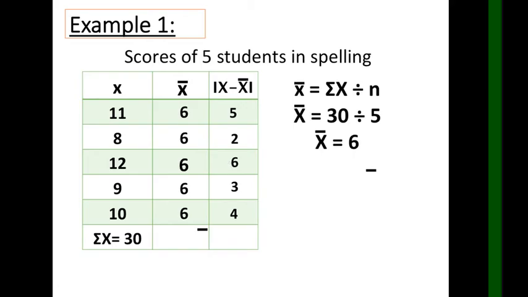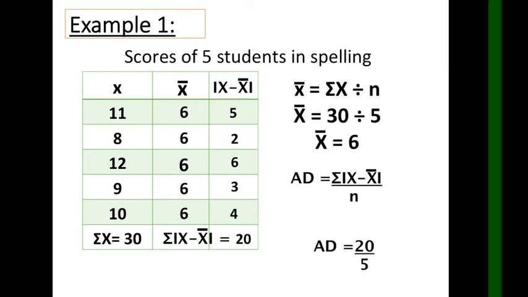So we will add them, and the total is 20. That's the summation of the absolute value of x minus x bar. When we are talking about summation, that means total, okay? Now, from the formula that I showed to you a while ago, the average deviation is equal to the summation of the absolute value of x minus the mean over n. n is equal to 5, that's the total number of items. So we have 20 divided by 5, and the answer is 4. Therefore, the average deviation of the scores of the 5 students in spelling is equal to 4.